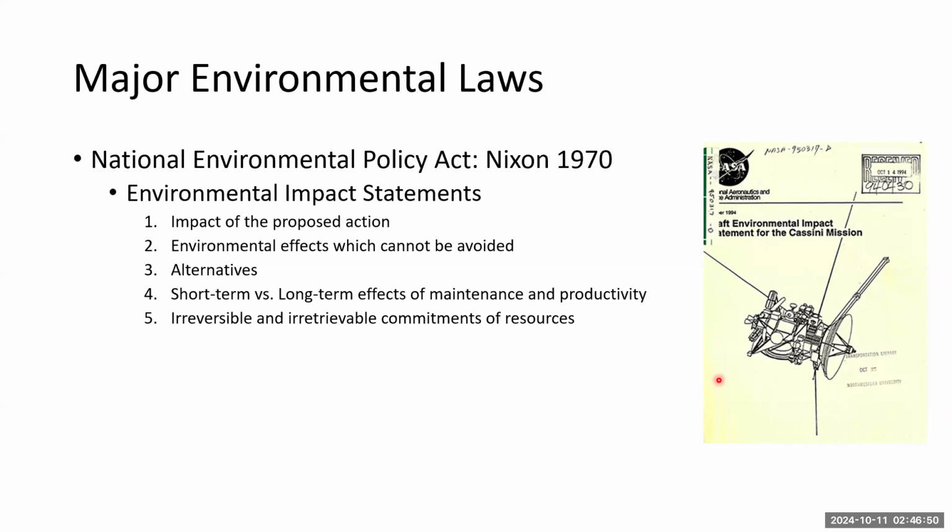So we had to talk about environmental effects which cannot be avoided, right? We had to launch this thing. That cost a lot of rocket fuel to launch this thing into space. We have to talk about that. Can't be avoided. Are there any alternatives for launching it into space? Nope. Got to do it on a rocket using rocket fuel. Catapults don't work. Short-term, long-term effects of maintenance, right? This had to be built in a very clean facility. So you had to talk about what was the upkeep of those facilities, how much energy does it cost to maintain those facilities, all that kind of jazz. And then irreversible and irretrievable commitments of resources, we can't recycle any of this because it's going to be on Saturn.